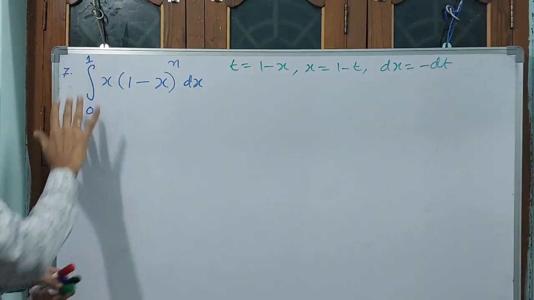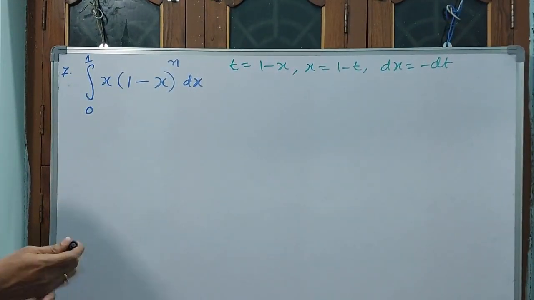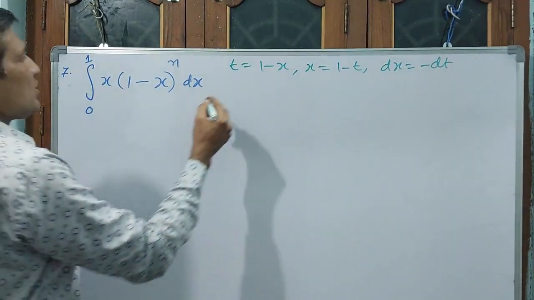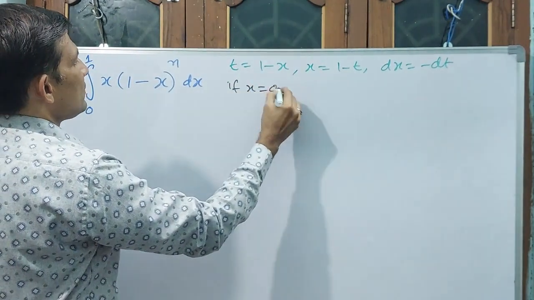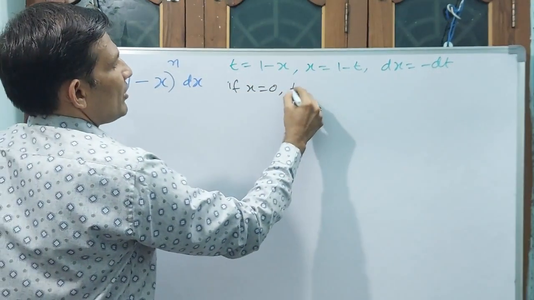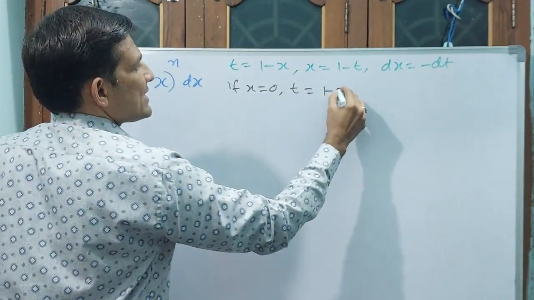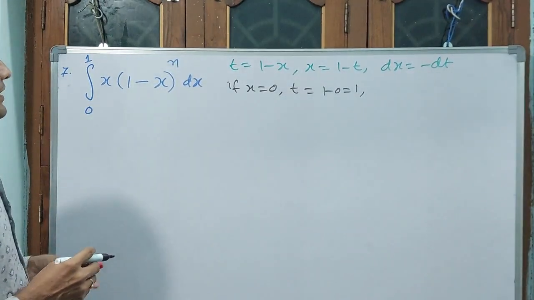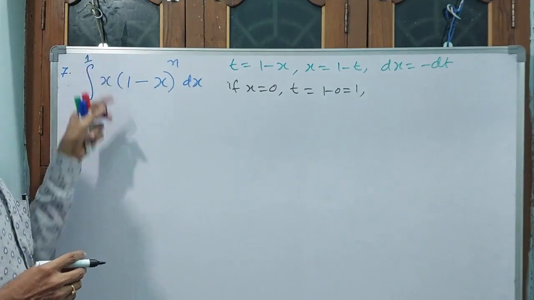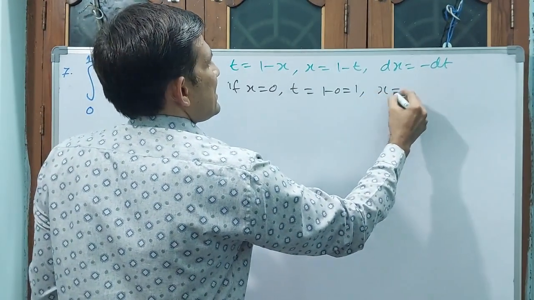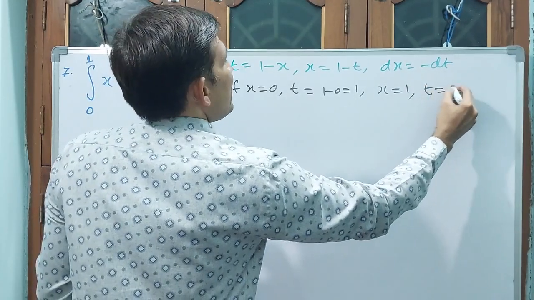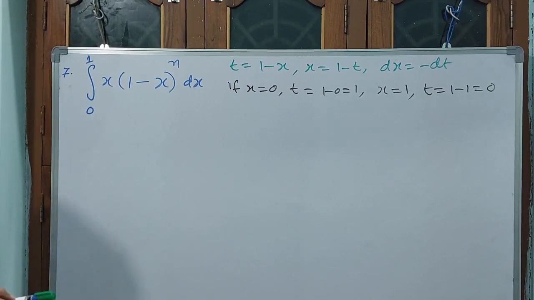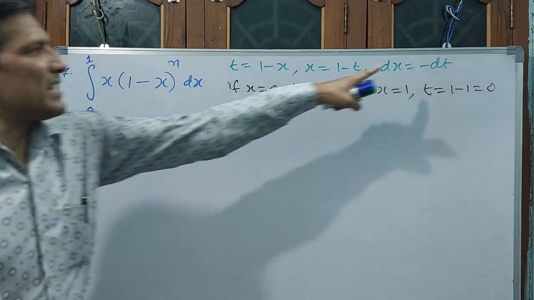This case is over. But what about these limits? Limits case also we have to see. These limits belong to x. If x is equal to 0, t is equal to 1 minus 0, that is equal to 1. If x is equal to 1, t is equal to 1 minus 1, that is equal to 0. That means lower limit is 1, upper limit is 0. Always we see it coming like this. Why? Because minus dt is there.